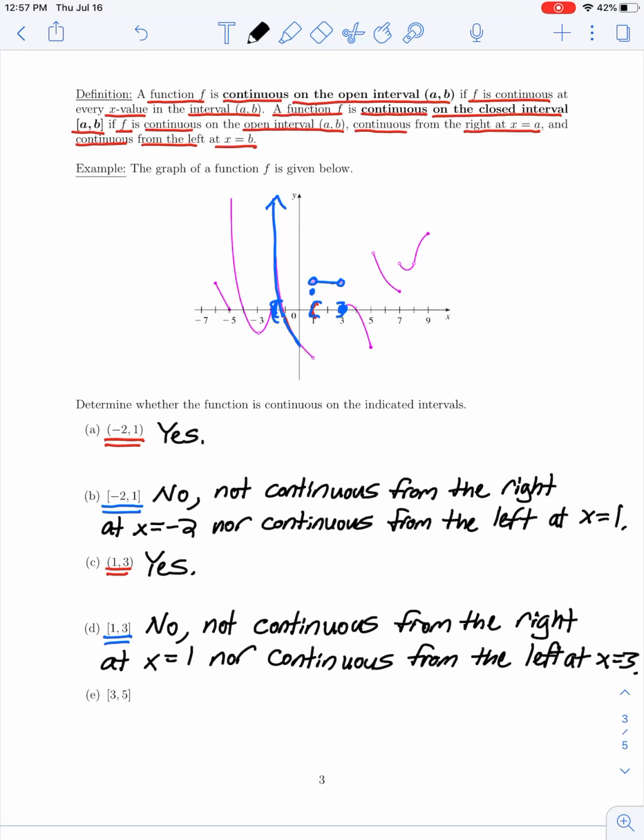And then in our last part, part E, we consider the closed interval from 3 to 5. So on the closed interval from 3 to 5, let's see what we have. So we see here that our function appears to be continuous within that interval, and it's continuous from the left at the right endpoint, x equals 5, since the left-hand limit of our function as we approach 5 is the value of the function. And it appears to be continuous from the right at the left endpoint, x equals 3, since the right-hand limit as we approach 3 is equal to the value of the function at 3. So in part E, we could say yes, it does appear to be continuous over that closed interval.